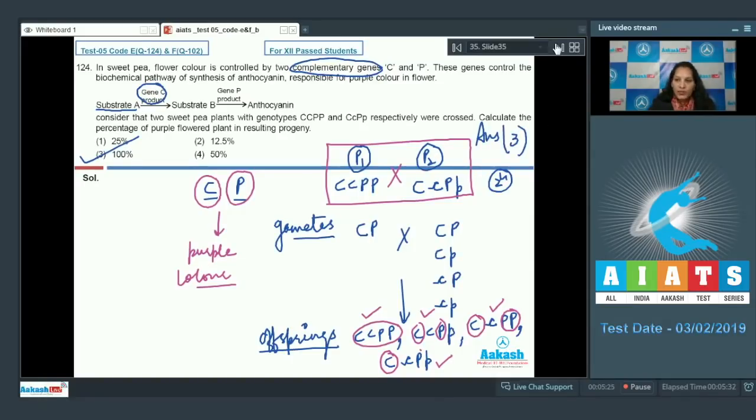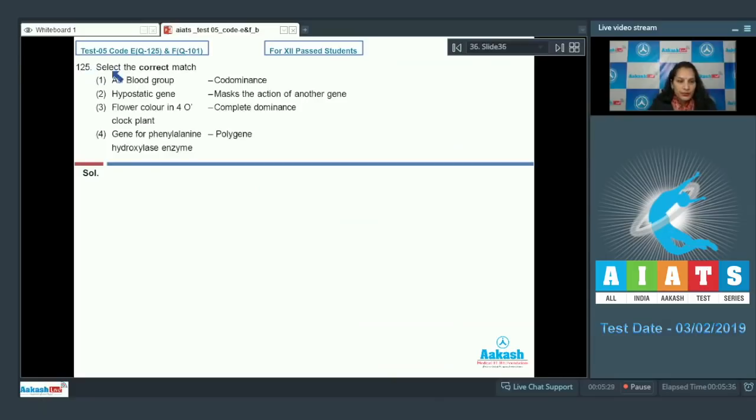Let's move on to the next question. Question number 125. Select the correct match. First option, AB blood group, codominance. Second, hypostatic gene masks the action of another gene. Third, flower color in 4 o'clock plant, complete dominance. Fourth, gene for phenylalanine hydroxylase enzyme, polygene. You have to choose the correctly matched option.